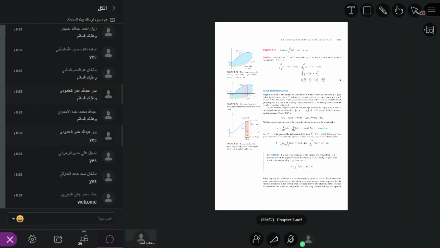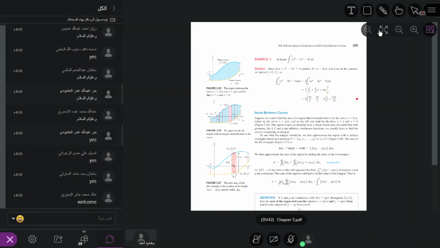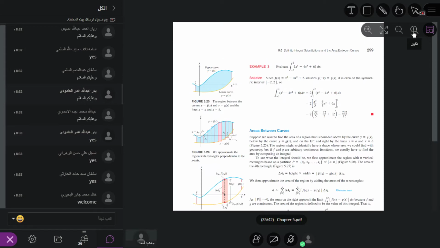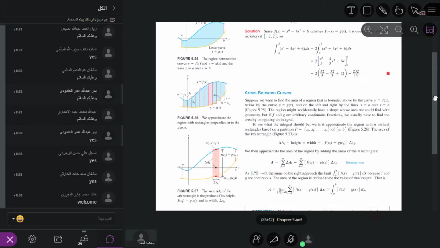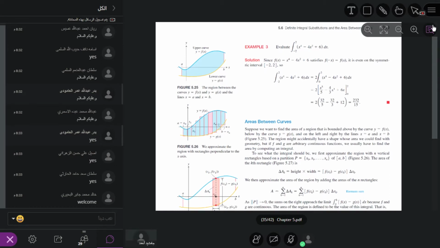The area between the curves y is equal to f of x and y is equal to g of x from a to b is the integral of their difference. So we have two functions, f of x and g of x. Both functions are continuous, and we will have an interval.